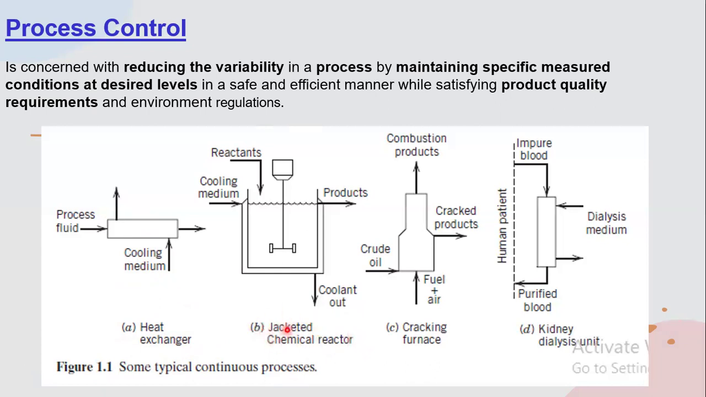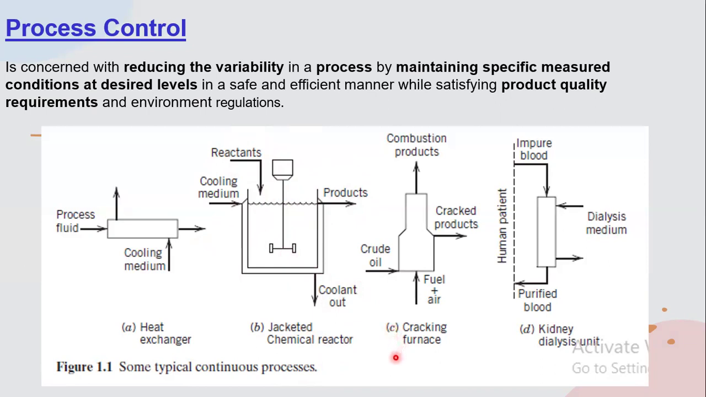And then the second diagram, we have the jacketed chemical reactor. Here the chemical reaction is going to take place. Within this reactor we have the reactants, and then we expect the products to leave the jacketed chemical reactor, and we're going to have the coolant out and so forth.